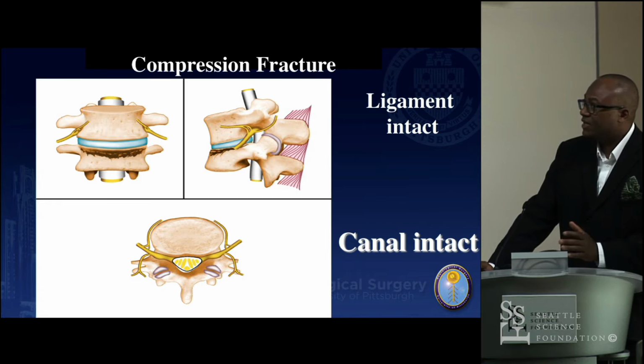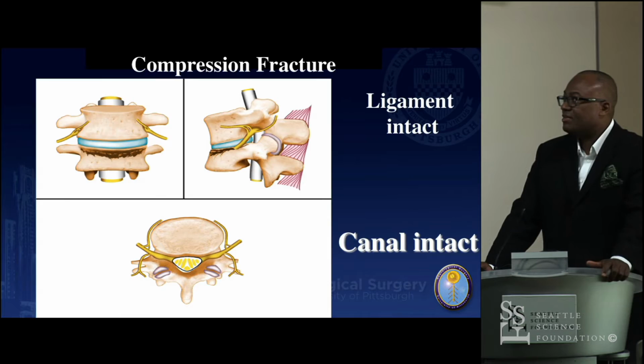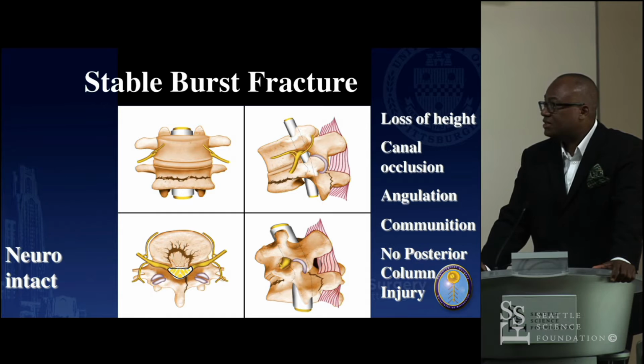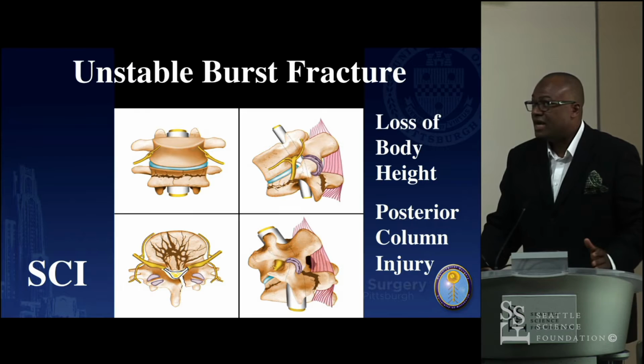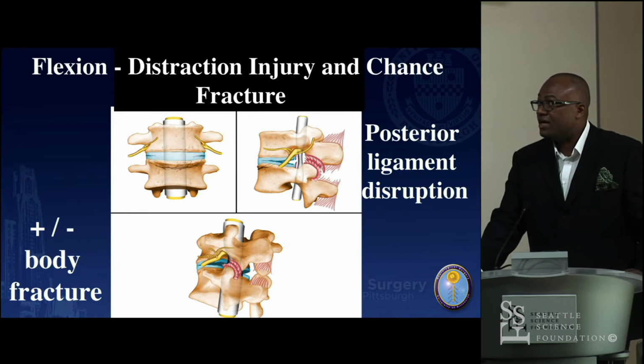The canal is intact, the ligaments are intact, versus they have a stable burst. There's some canal occlusion, there's some angulation, there's some comminution of the vertebral body, or even posterior elements. But there's no posterior column injury, versus an unstable burst fracture where there's some disruption of the posterior elements. And typically, you can also have the flexion distraction injury, or even a chance fracture, which these days are getting rarer and rarer.